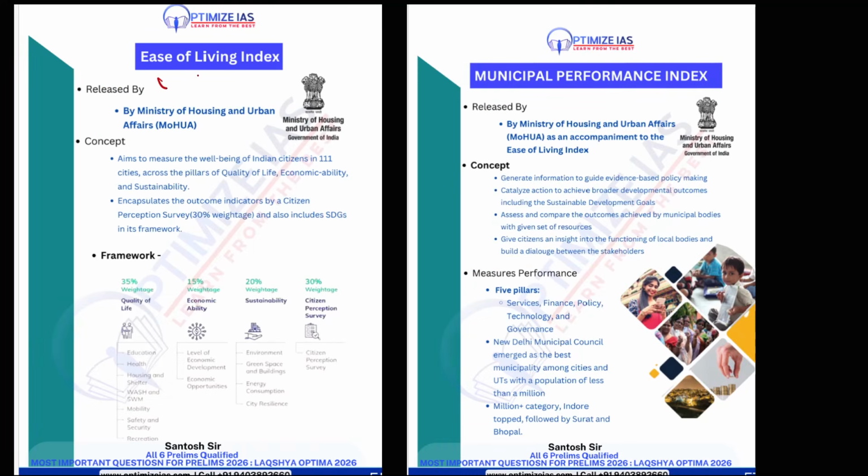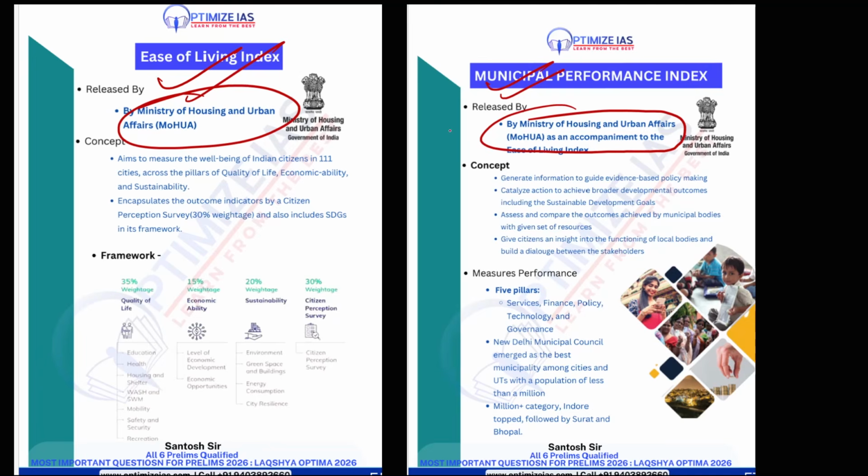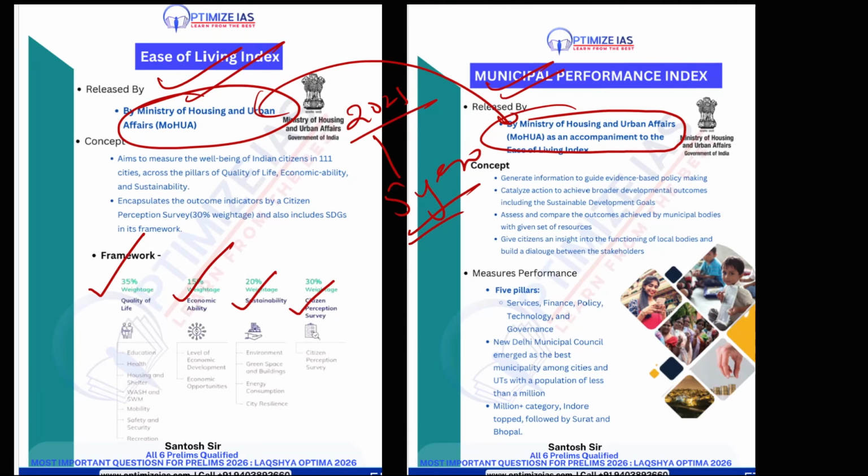Next, we have Ease of Living Index, Ministry of Housing and Urban Affairs, and Municipal Performance Index, again Ministry of Housing and Urban Affairs. These two indices were introduced in the year 2021. This is completing 5 years. Therefore, I have included this. What are the ways in which the Ease of Living Index is calculated? You can see quality of life, economic activity, sustainability, and citizen perception survey. So these two indices are also very important.